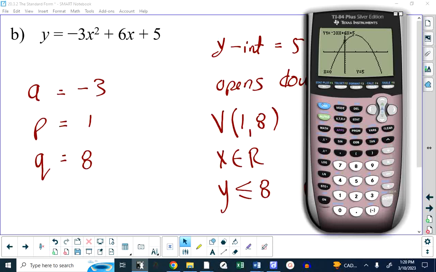You could go table set, put independent on ask, go to your table, and enter 0 for x and see that y is 5. By the way, despite the appearance in table set of everything, you cannot set it up to enter y and have it calculate x. It doesn't do it. Okay? I think we have everything except for the x-intercepts, do we not?